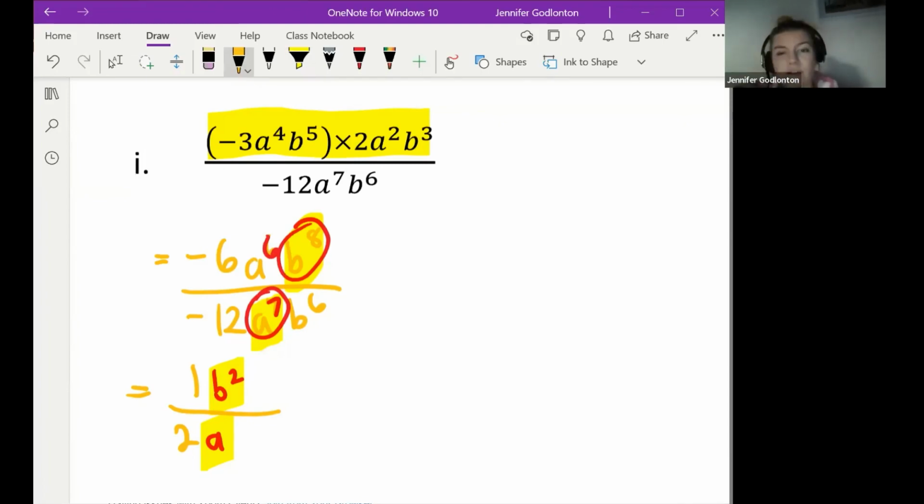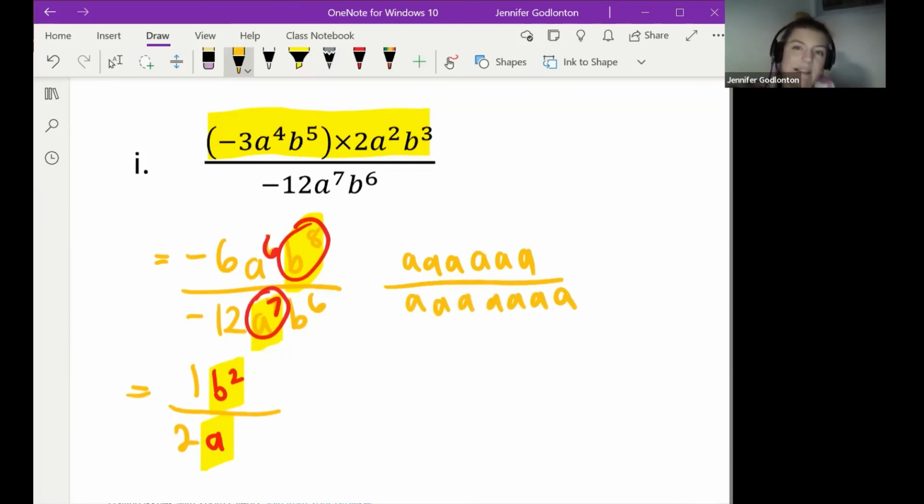So if I just looked at my A's, for example, if I have 1, 2, 3, 4, 5, 6 A's at the top and 1, 2, 3, 4, 5, 6, 7 A's at the bottom, these are all going to cancel and I'm left with 1 A at the bottom.